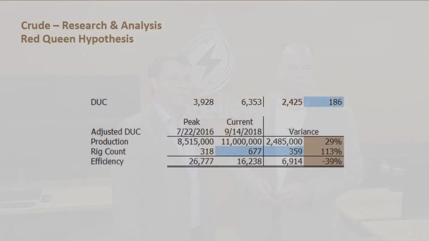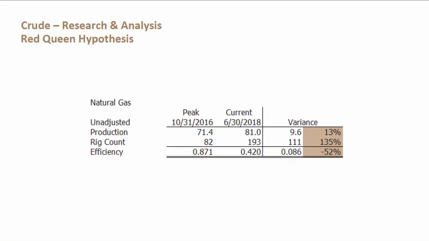Will? Perfect. Thank you, Mike. Yes, so a similar table as what we saw previously on the crude markets. This is for natural gas. So you can see between 2016 and 2018, production increased about 9.6 BCF. However, during that period, you had 111 rig increase over that time frame. So again, for a 13% production increase, it required 135% increase in rig counts. Now that leads to an efficiency decline of 52%. So you're actually even worse than the crude markets.